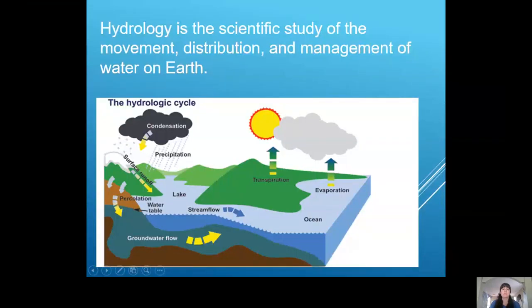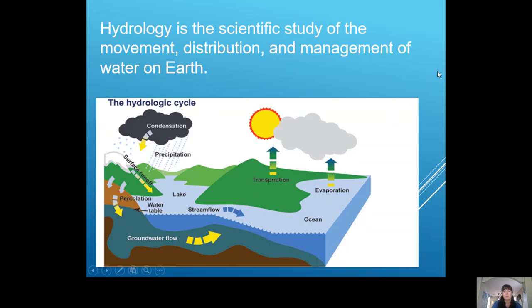All right, so hydrology. Hopefully you know a little bit about the water cycle, right? It is the scientific study of the movement, distribution, and management of water on the earth. So you do need to understand some terms, which you've probably been reintroduced to this year, but just in case, let's go through a little bit of these terms.